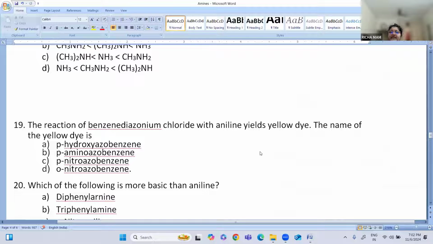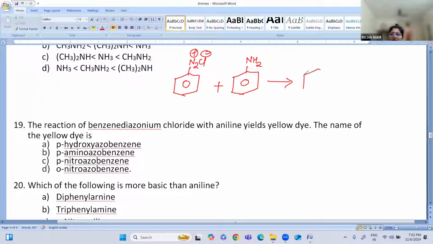The reaction of benzene diazonium chloride with aniline yields a yellow dye. The name of the yellow dye is what? What is benzene diazonium chloride? C6H5N2Cl. So this is your benzene diazonium chloride. When it reacts with aniline, you are going to get a yellow dye. So this is the yellow dye.